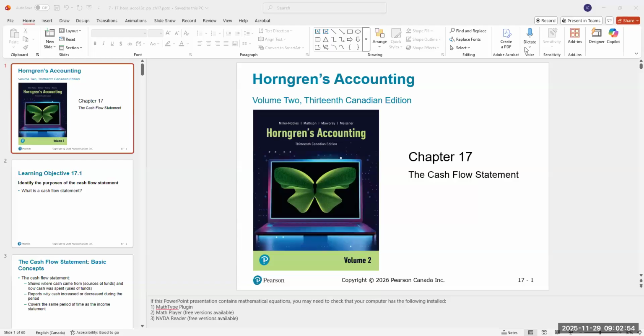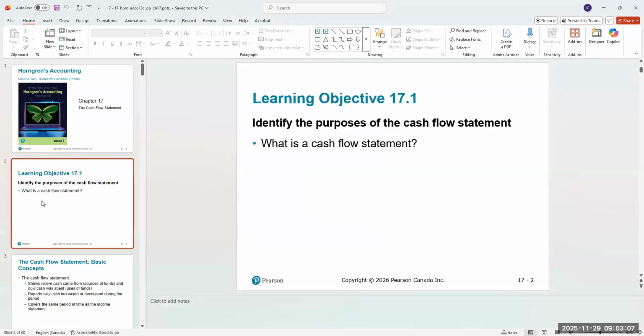Hey, we are ready. Chapter 17. Let's start going over the cash flow statement. Today I'm going to teach you how to do the cash flow statement. First, to identify the purpose of the cash flow statement. Why do we need this cash flow statement? And who needs the cash flow statement?